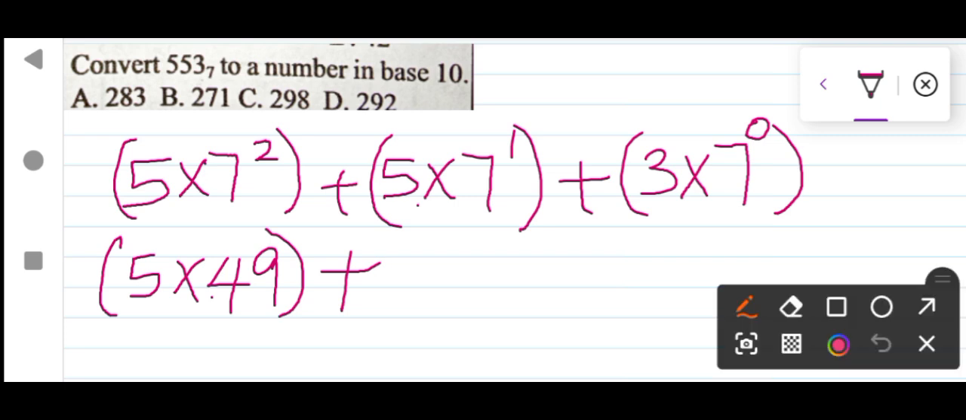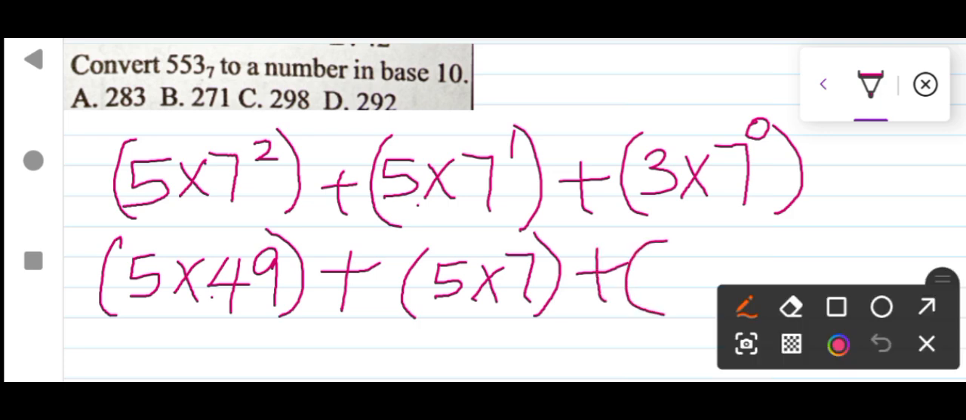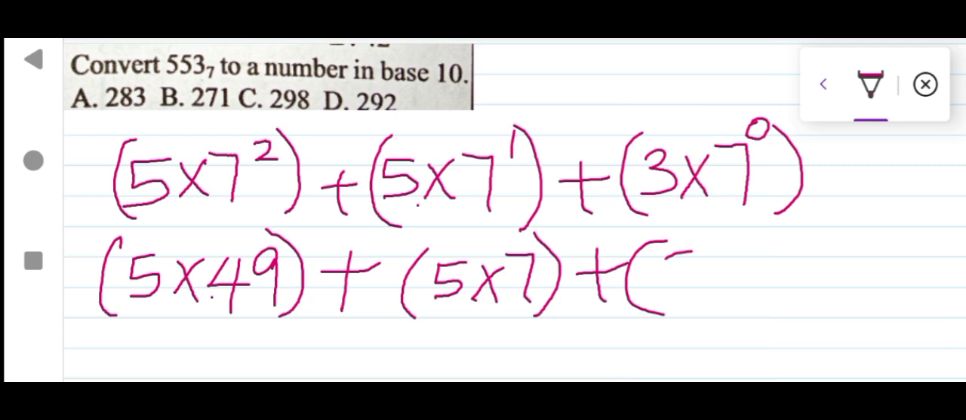Looking at this other one, we have 7 power 1 means 7 in one place, and it's still 7. So we have 5 times 7, plus, and of course at this point you have to be very careful. Any value raised to power 0 is always 1. So we have 3 multiplied by 1.